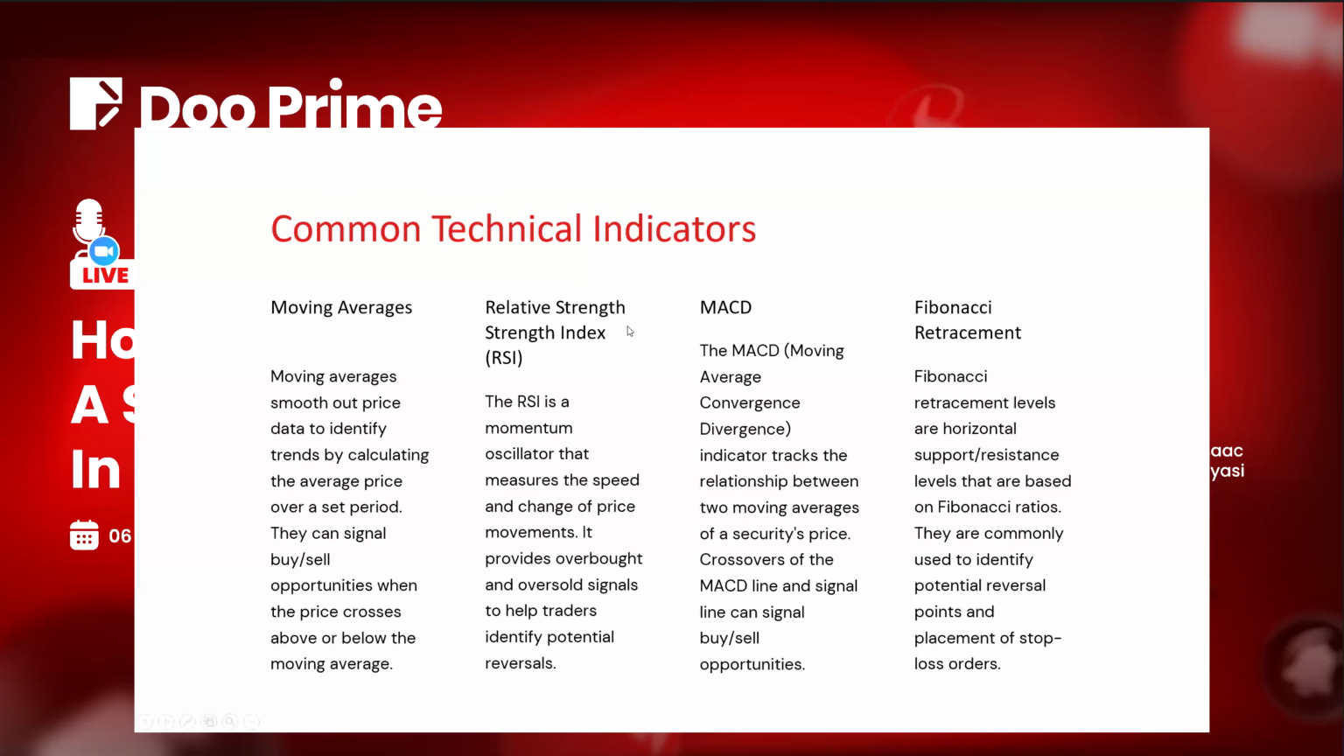Then we have the relative strength index, which we call the RSI. The RSI is an oscillator. Remember, we have the trend following indicators, that is the moving averages. They follow the trend. Then we have the oscillators. The oscillators move up and down, all right? And then we also have the MACD. Then the Fibonacci tools.